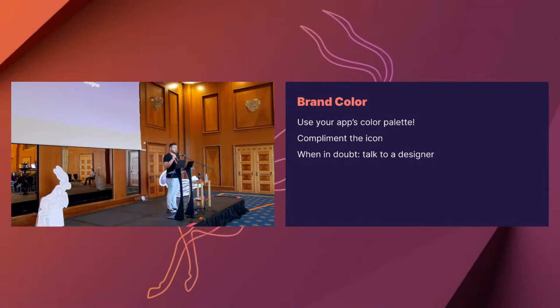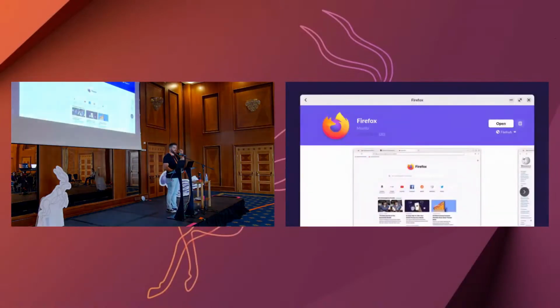A tip is complement the icon. Don't necessarily make it match the icon exactly. Think about if that color was behind your icon. An example, again, this Firefox example here. Using Firefox orange would be really great, except you'd lose the icon in that. So think about if that color is used with or next to your icon, how it can complement it.